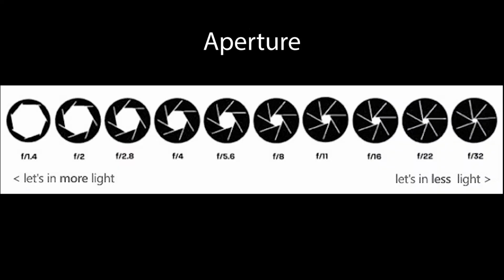The aperture is the opening that lets in light. The value is usually prefixed with f. The lower the number, the larger the opening. So an aperture of 2 is much larger than an aperture of 11.